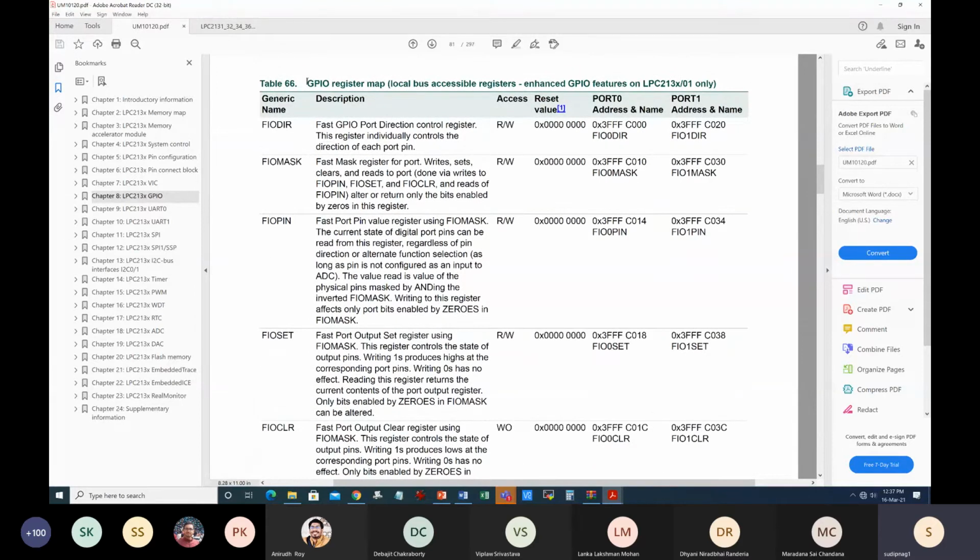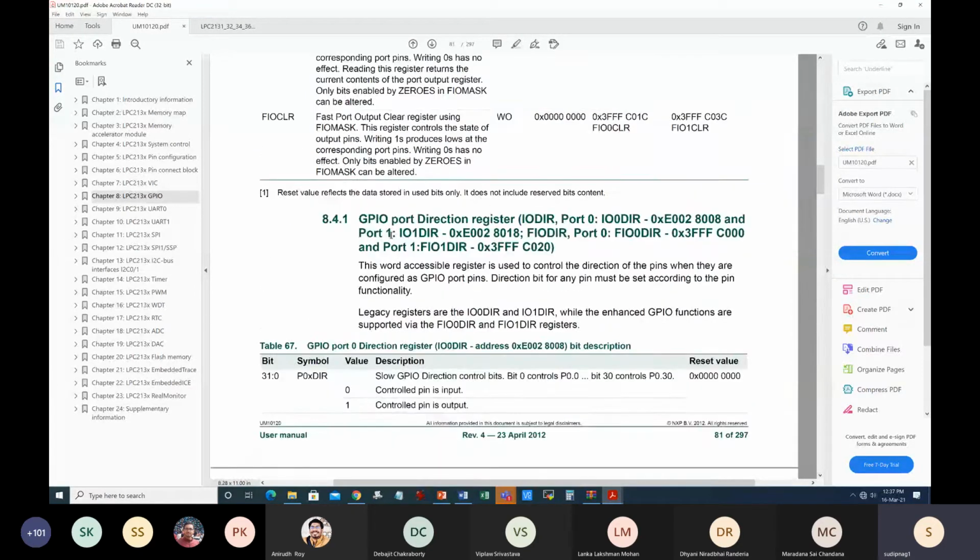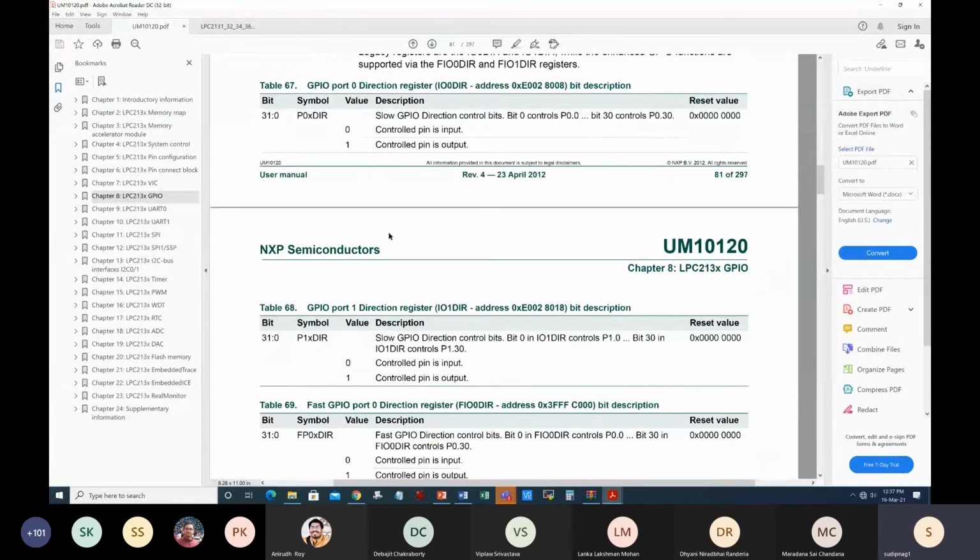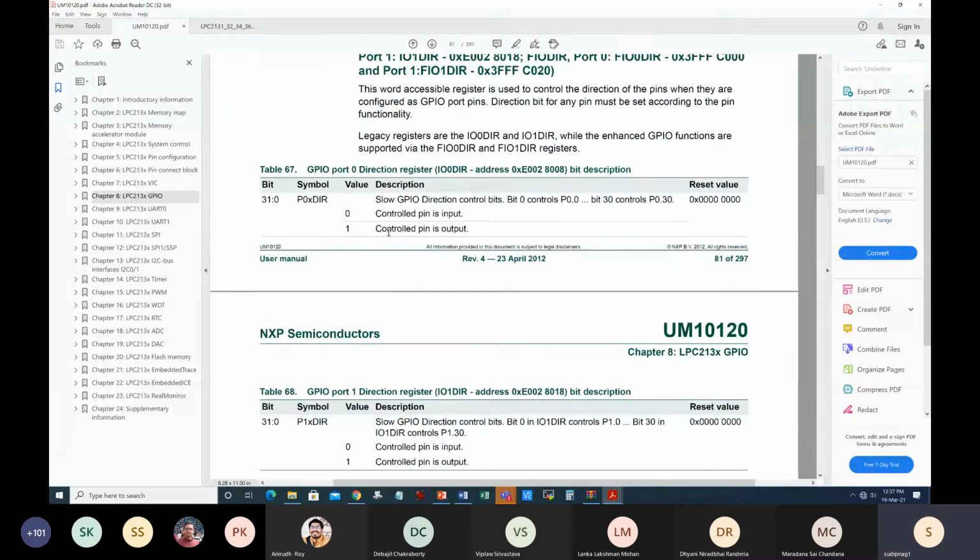So we just ignored this fast GPIO map; I ignored it for simplicity. But let's look at the remaining part of this document, where we'll possibly get your answer. So in this, as I said, there are two direction registers, IO direction for port 0 and port 1. This is port 0 X DIR, where X represents the pin number, so port 0.02 up to port 0.31.